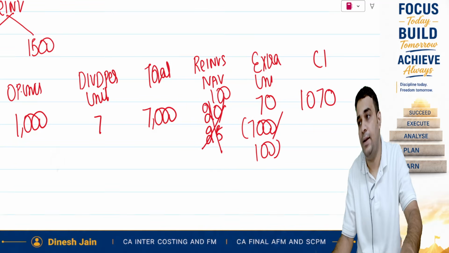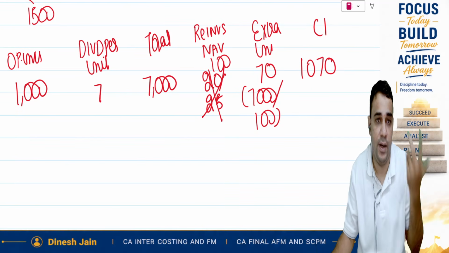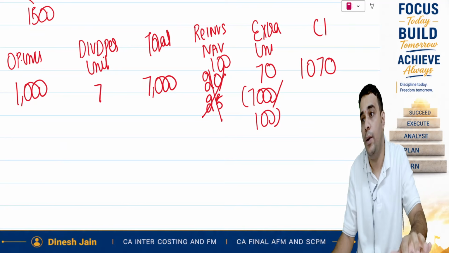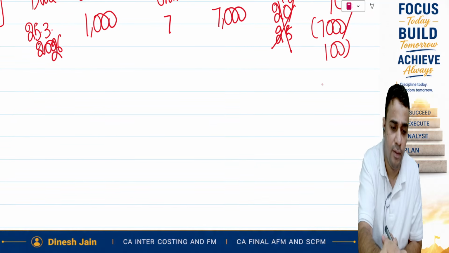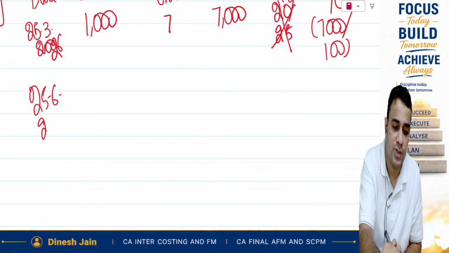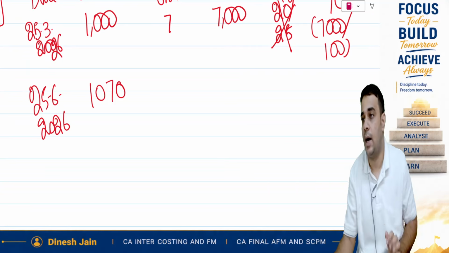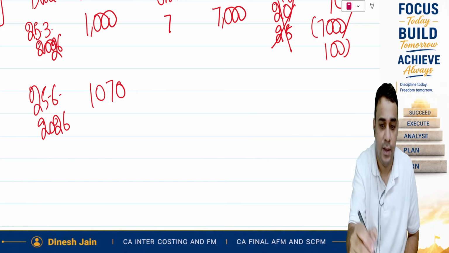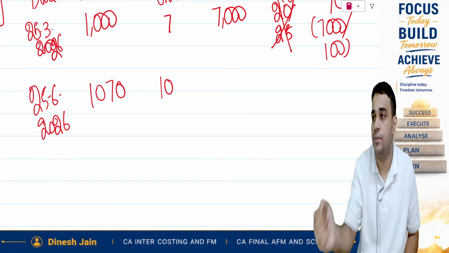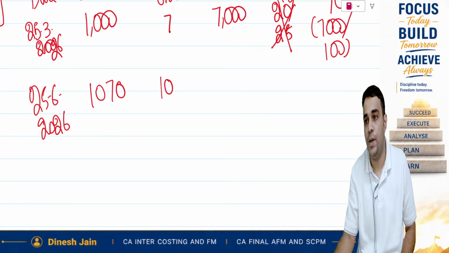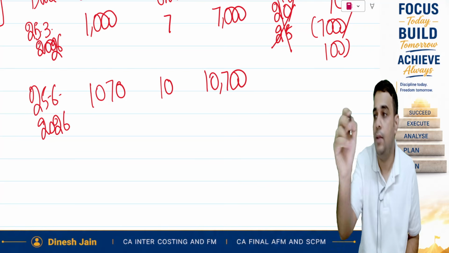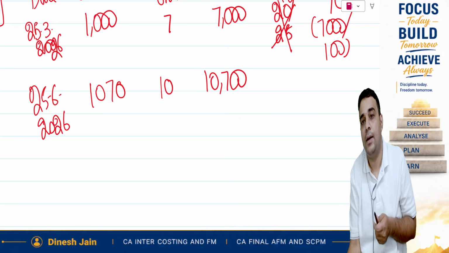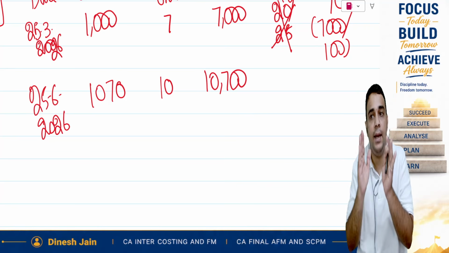My closing is 1070. It doesn't end here. They may declare one more dividend also. If they declare one more dividend on 25/6/2026, I start with 1070. This time they declared 10 rupees. I will be getting 10,700.